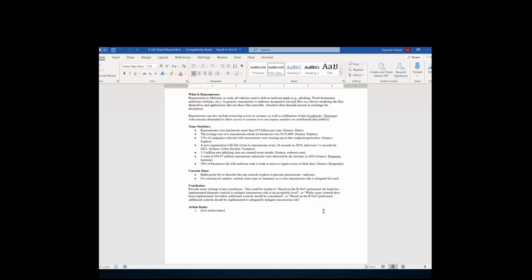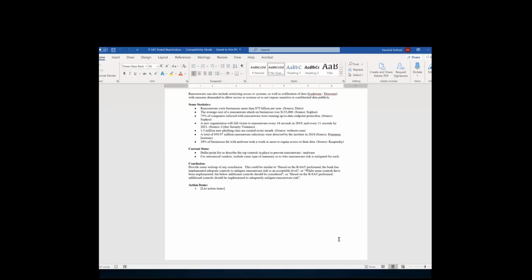So it could be something like, based on the RSAT performed, the bank has implemented adequate controls to mitigate ransomware risk to an acceptable level. Or it could be, while some controls have been implemented, the below additional controls should also be considered. Or it could be something that's more along the lines of, based on the RSAT performed, additional controls should be implemented to adequately mitigate ransomware risk, and then list out those items, and go from there.